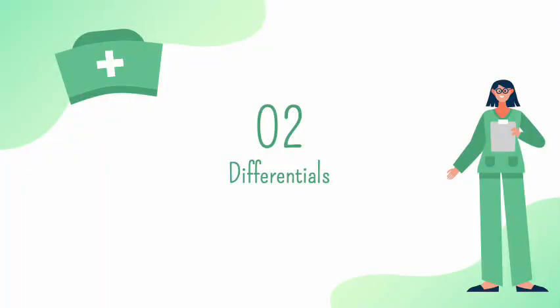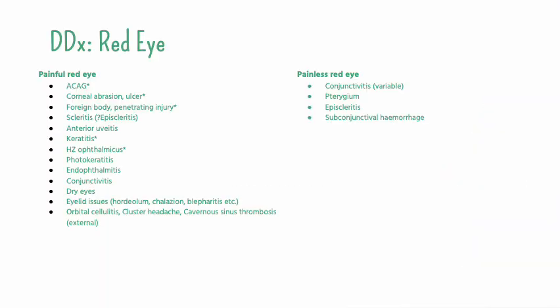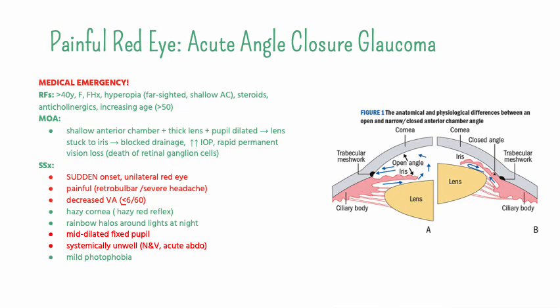Let's start going through the differentials. First up is red eye. These will be split into painful and painless red eye differentials, and we'll cover the causes of a painful red eye first. So acute angle closure glaucoma is one of the most important conditions to take away from ophthalmology.